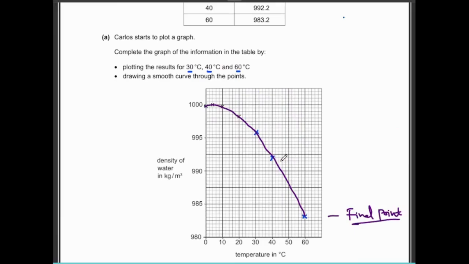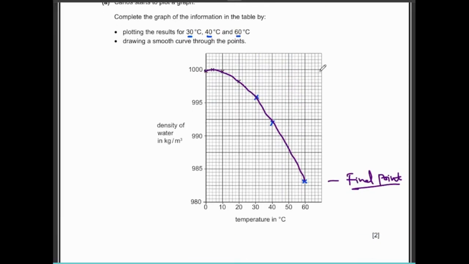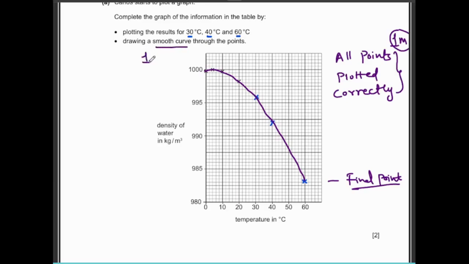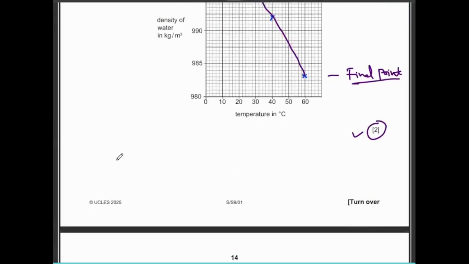1 mark is for all points plotted correctly, and very important, this is your 1 mark. Fine, so you get 1 mark for plotting it, and the second one is for your smooth curve, so that makes a total of 2 marks. Fine, so we have covered this too. Let's move to the next question.